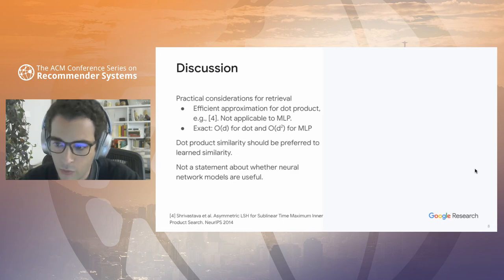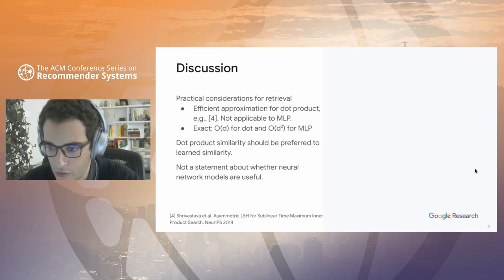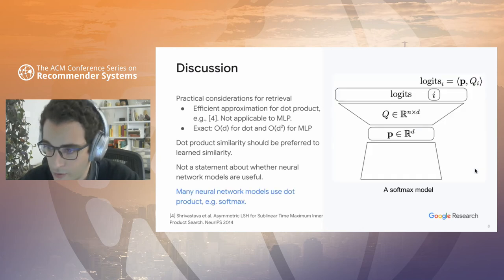So in light of these empirical results and practical advantages, we in general prefer using dot product over learned similarity. And I'd like to emphasize that this is not a statement about whether neural networks are useful for recommendation. Rather, this is a statement about the similarity function itself that's used to combine the embeddings. Again, embeddings could be, for example, the result of an encoder. In fact, many neural networks use dot products. For example, in a softmax model, if P is the input to the softmax layer and Q is the weight matrix, then the ith logit is simply the dot product between P and the ith row Q_i.